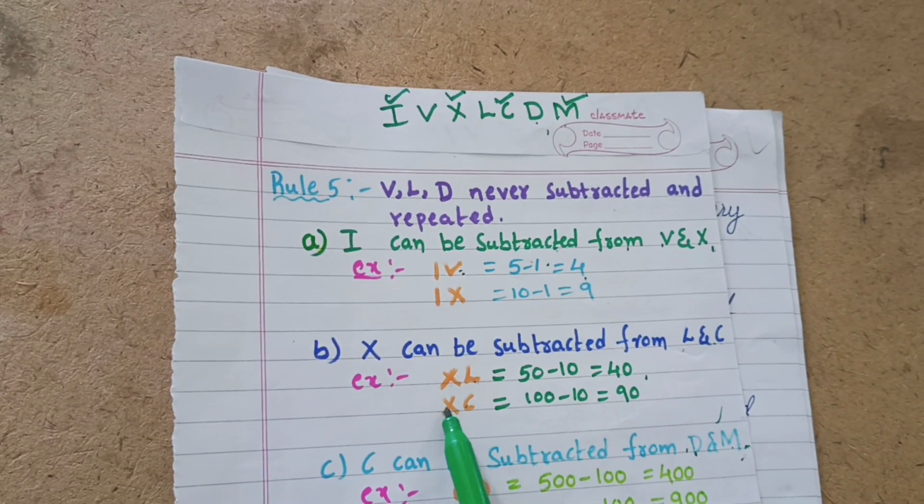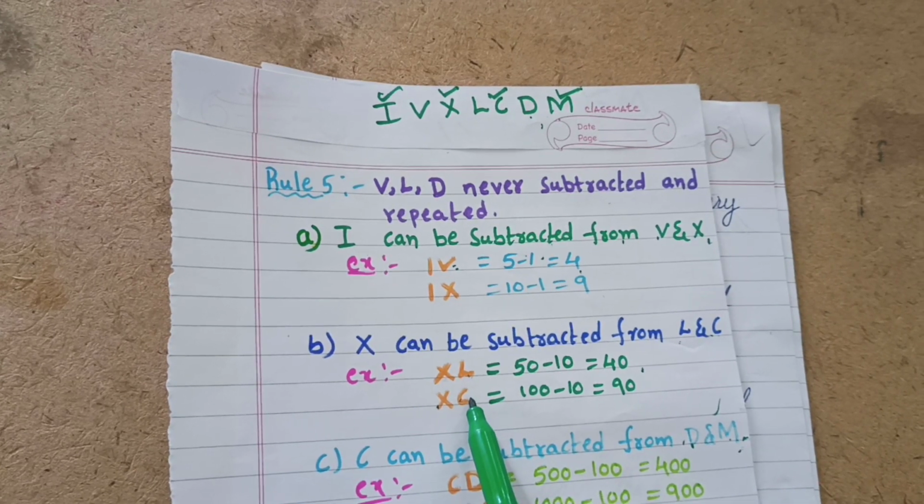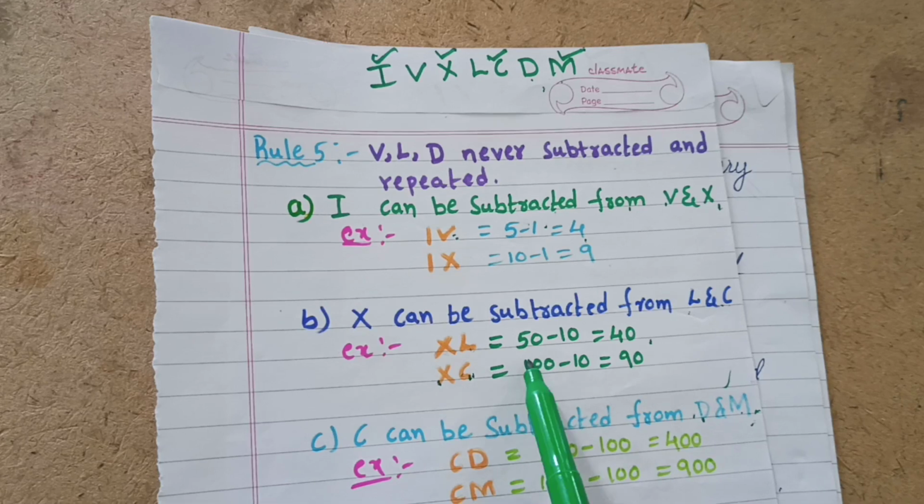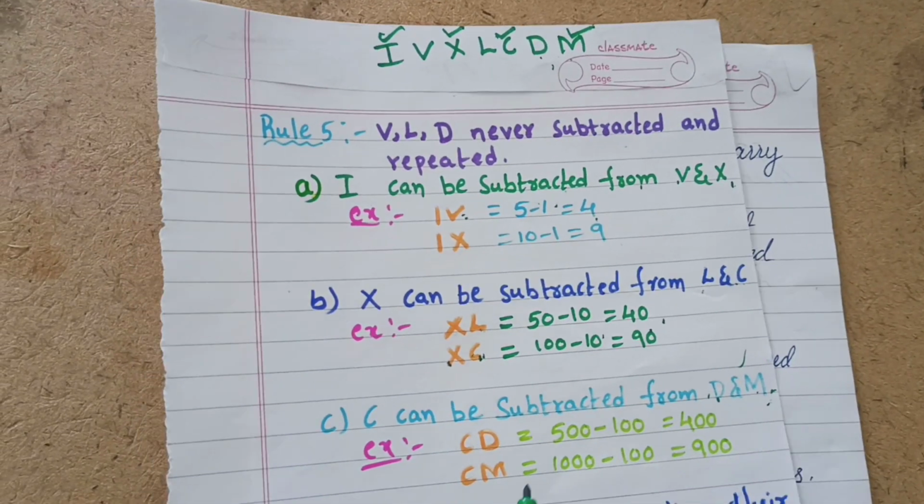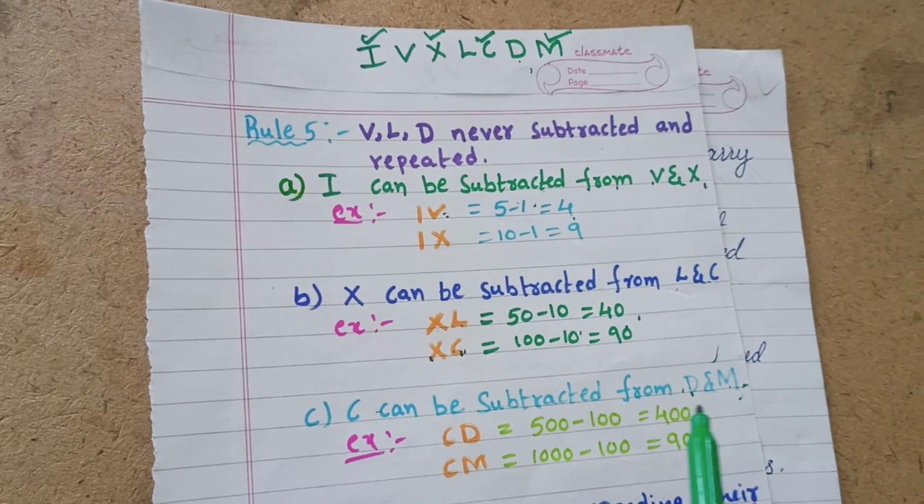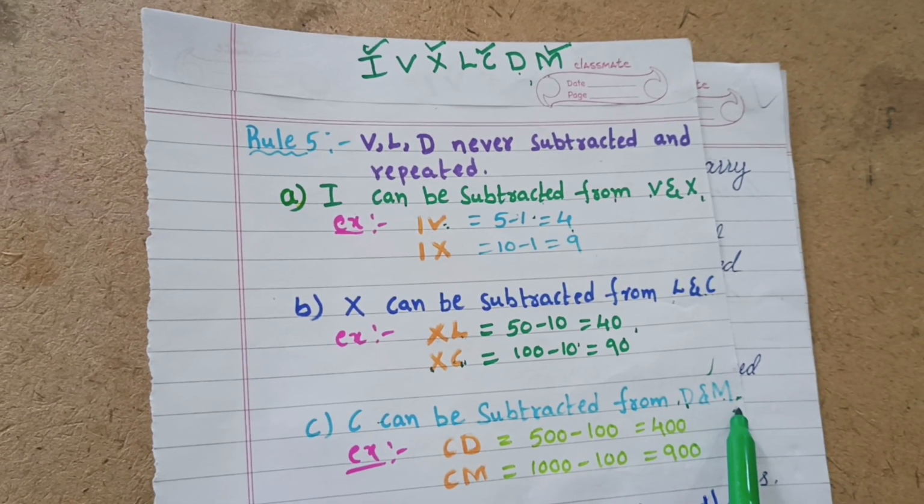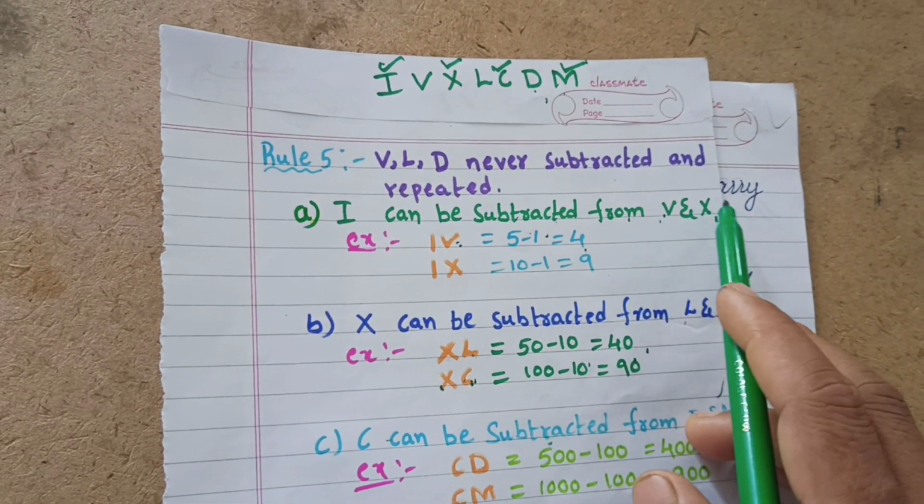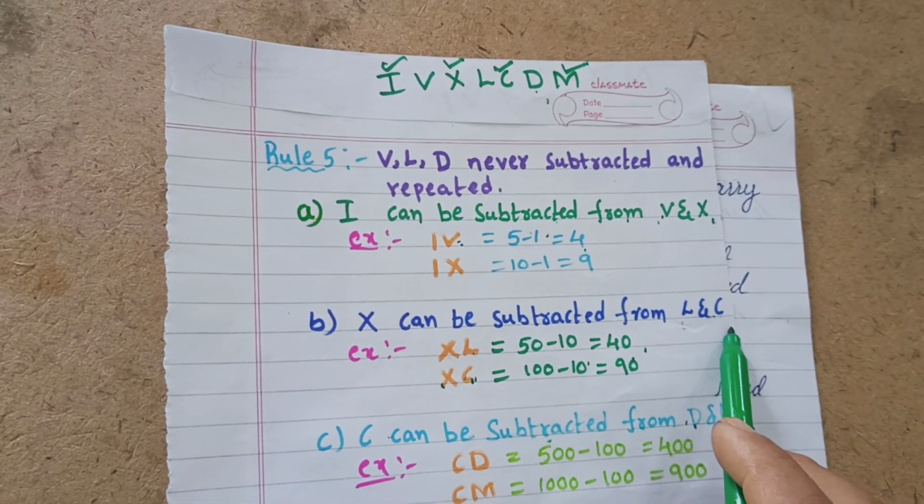Like that, XC. X means 10, C means 100. This smaller value should be subtracted from 100. 100 minus 10 is 90. Now the third one. C also can be subtracted from only D and M. But C cannot be subtracted from V, X, L and C.